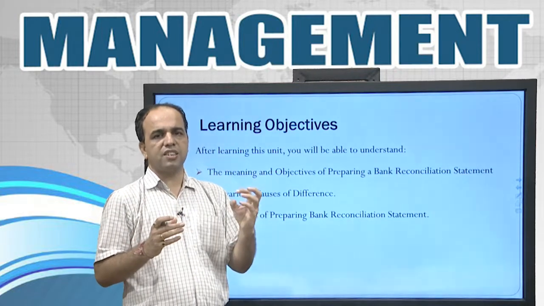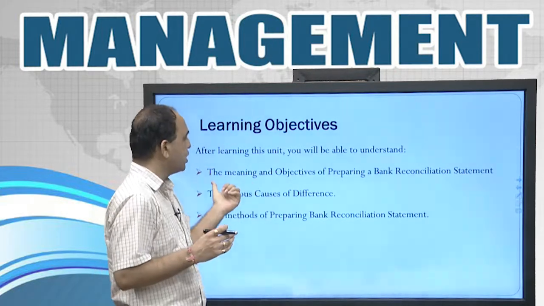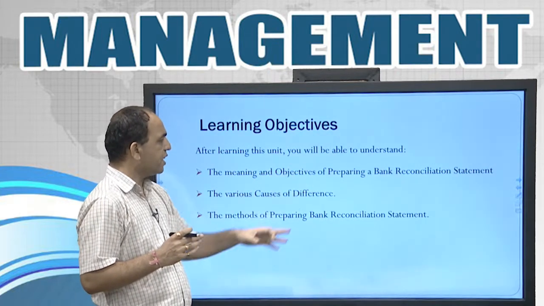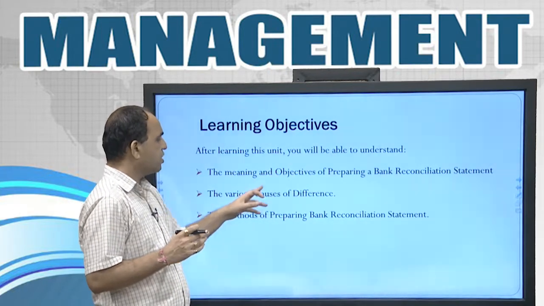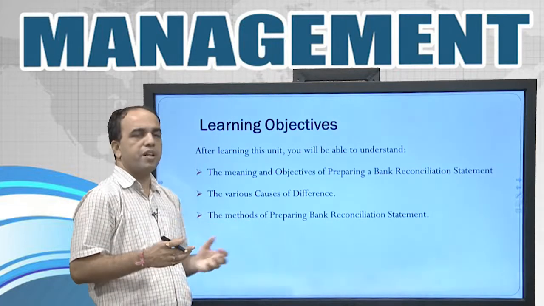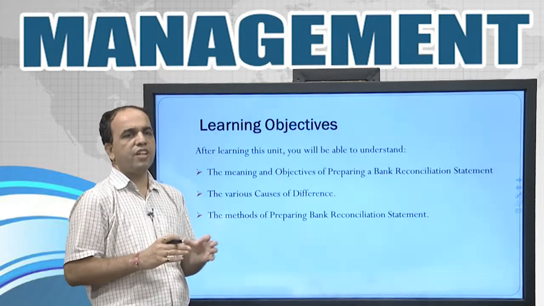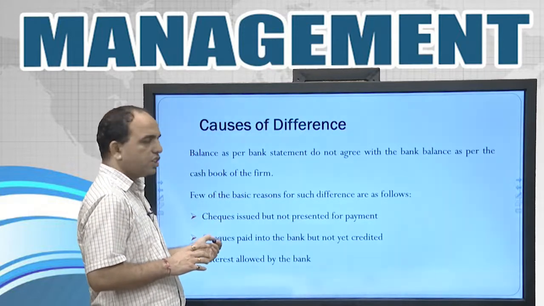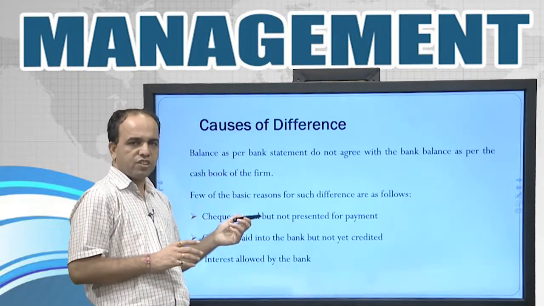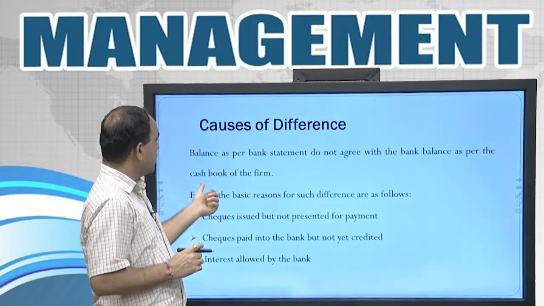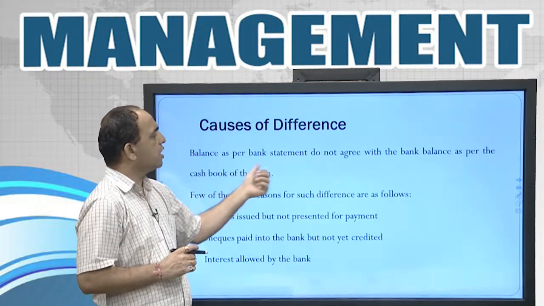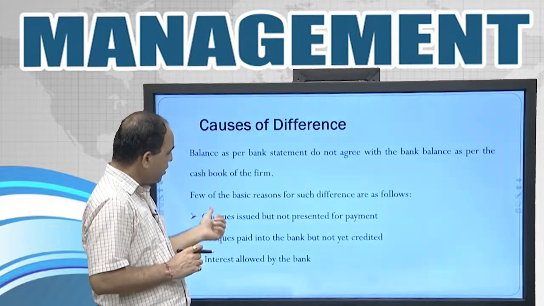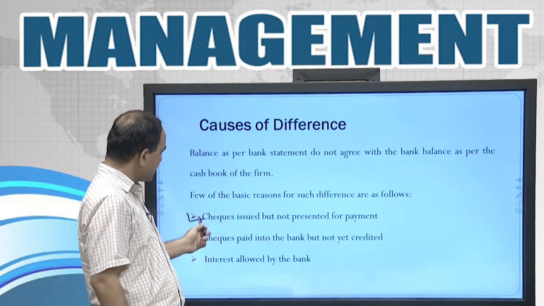In the last session, you have learned these learning objectives: the meaning and purpose of preparing bank reconciliation statement, various causes for difference, and the method of preparing bank reconciliation statement. Friends, you were taught which are the objectives behind this, and these are the causes behind the difference. Generally, balance as per bank statement does not agree with the bank balance as per the cash book. So, these are very important reasons we have discussed in the last session also.